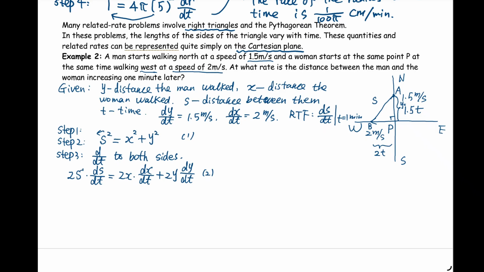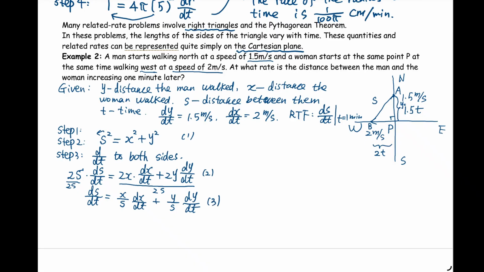And remember that we want to solve for ds/dt. So we move the 2s to the other side by dividing both sides by 2s. So 2 divided by 2 is 1. So we have x over s times dx/dt plus y over s times dy/dt. This is our third equation.